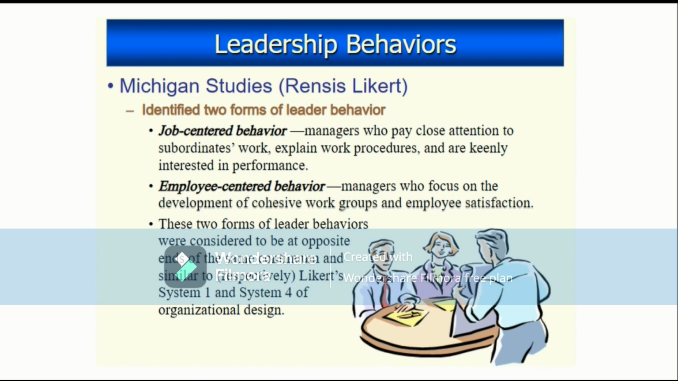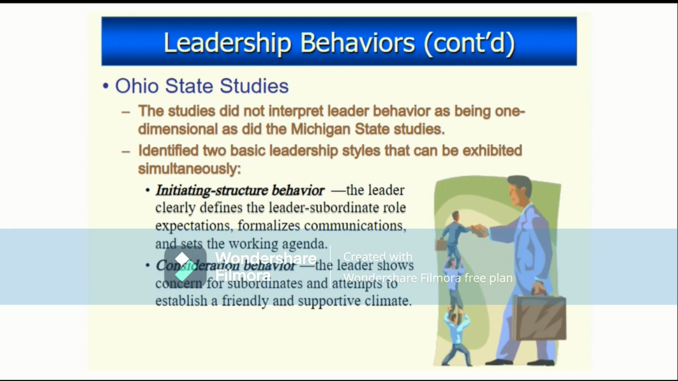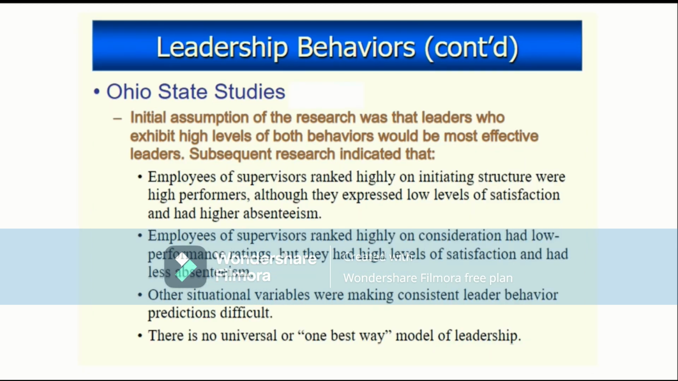Next is Ohio State studies, initiating structure behavior, the behavior of leaders who define the leader-subordinate role so that everyone knows what's expected, establish formal lines of communication, and determine how tasks will be performed. And the next is consideration behavior, the behavior of leaders who show concern for subordinates and attempt to establish a warm, friendly, and supportive climate. You may study this slide. It's basically the leadership behavior and a research published by Ohio State.